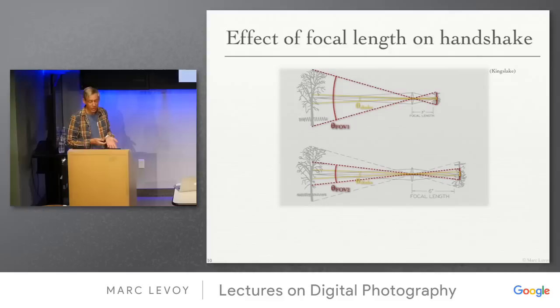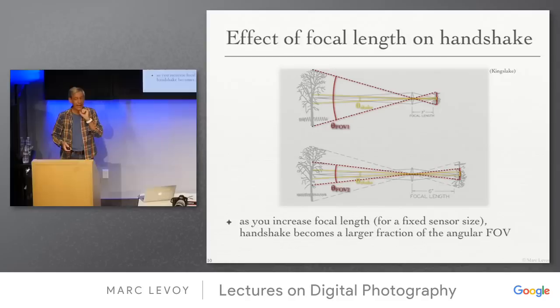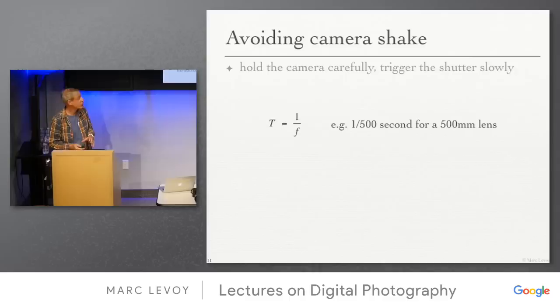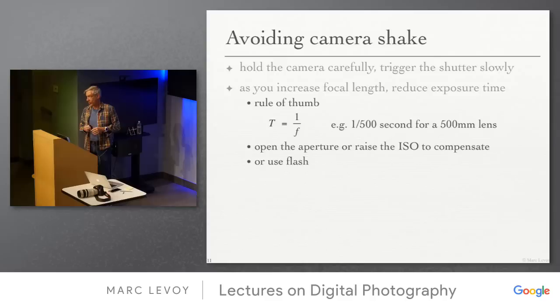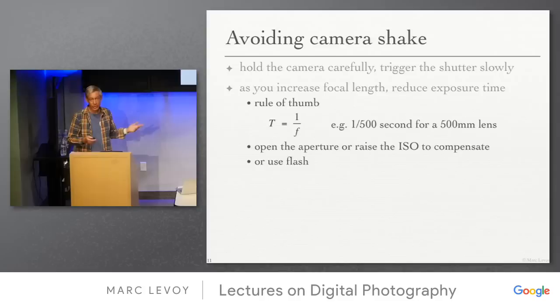So as you increase the focal length for a fixed sensor size, the camera shake becomes a larger fraction of the angular FOV. And so there's a rule of thumb as to how bad camera shake is going to be. To reduce it, you want a shorter exposure time so that it has shaken less during that exposure time. And the rule of thumb, which I already gave you once, is 1 over the focal length. So if you take a shorter exposure, you have to compensate for it. You could open the aperture, you could raise the ISO, or you could use a flash.